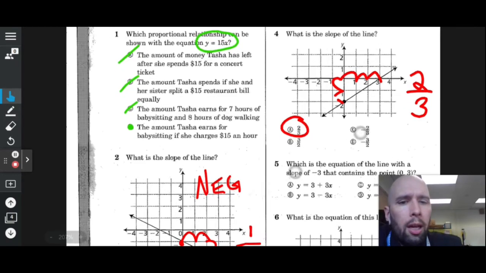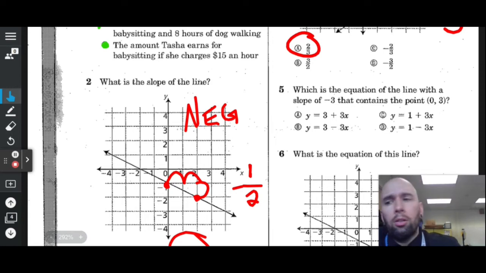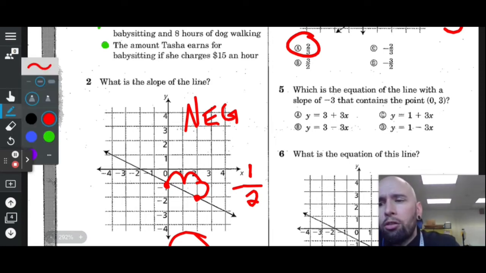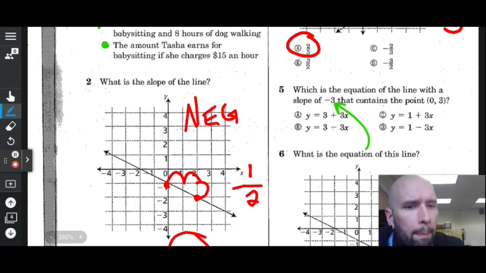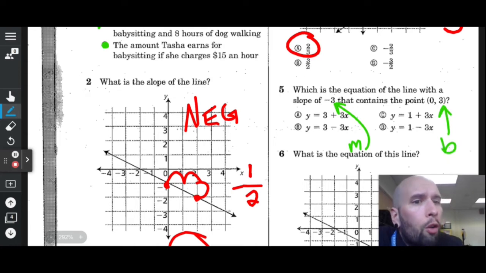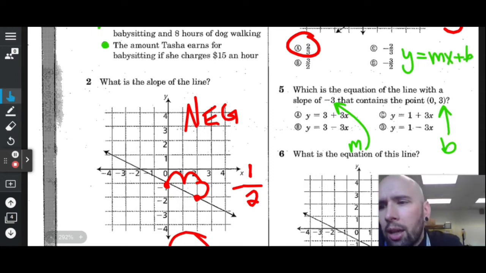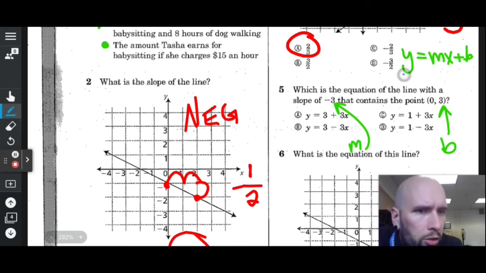What is the equation of a line with a slope of negative 3 that contains the point (0, 6)? Well, if the slope is negative 3, then I have a slope, so I'm going to call it m. 0, 6 is a y-intercept, so I'm going to call that b. Comparing it to y equals mx plus b, if my slope is negative 3, then y equals negative 3x plus 6.